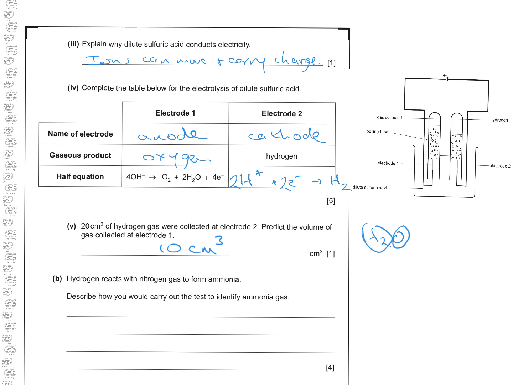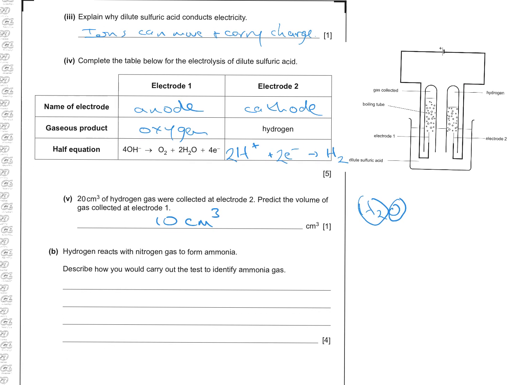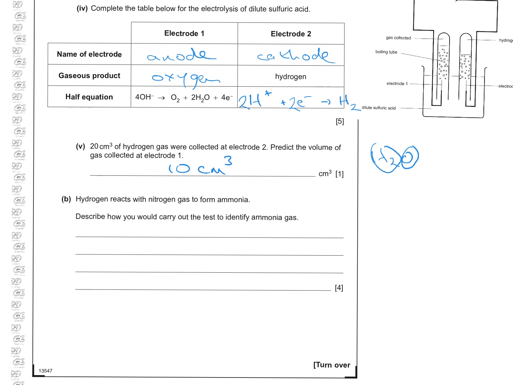Describe how you carried out a test to identify ammonia gas. Okay, so this comes under the topic of gas chemistry. And for this, you're going to use a glass rod, or you could use a stopper from a bottle of hydrochloric acid.